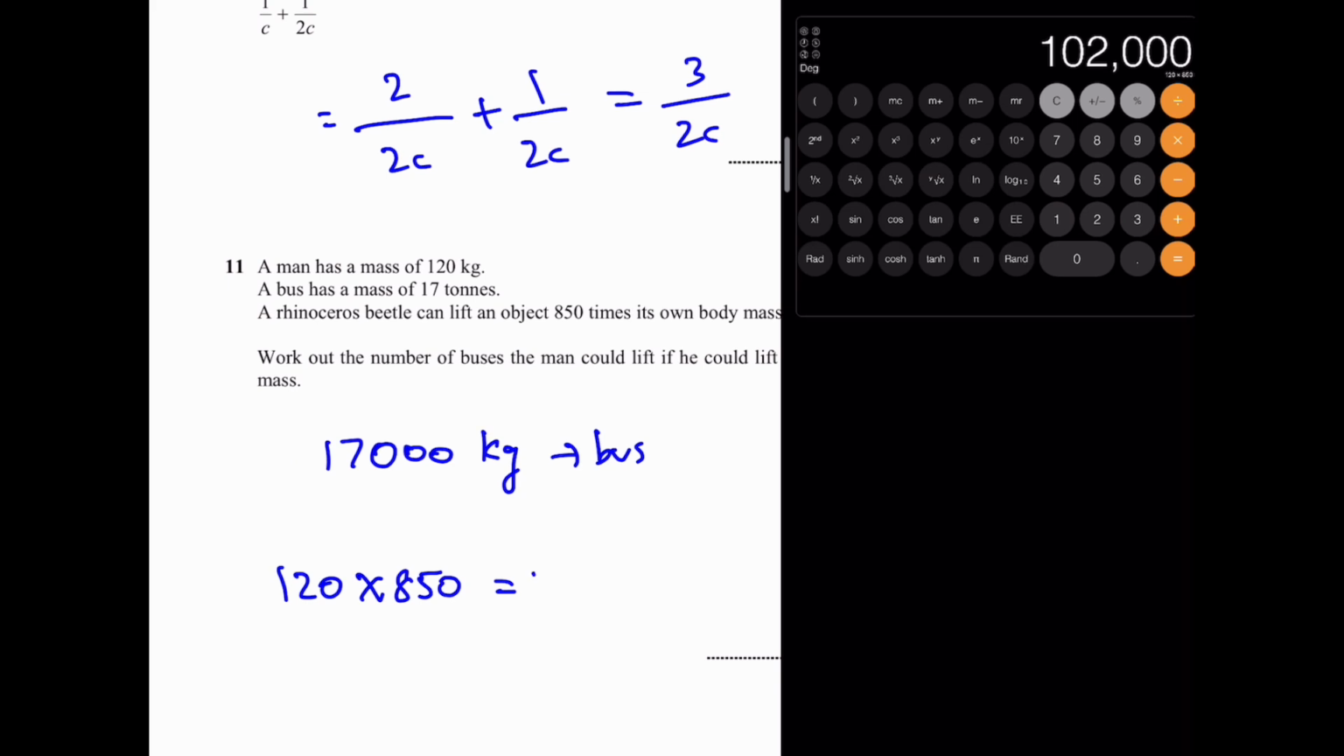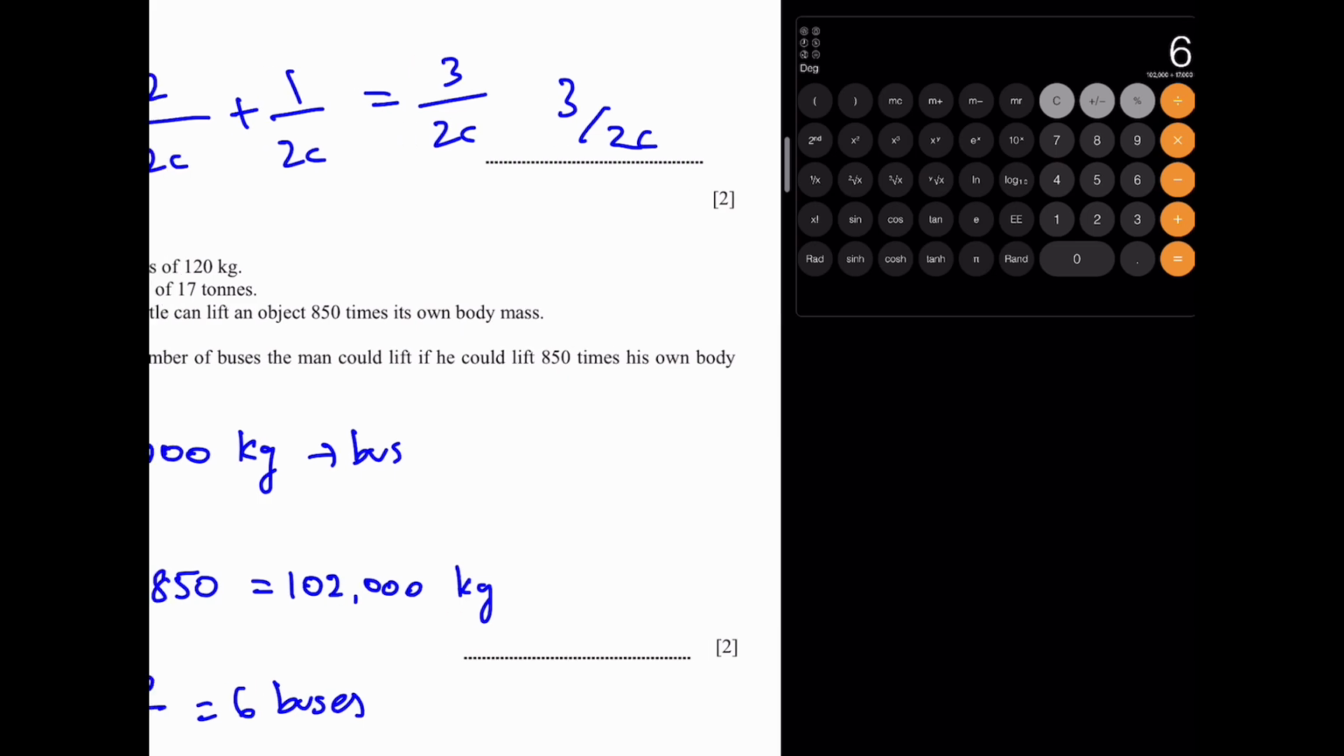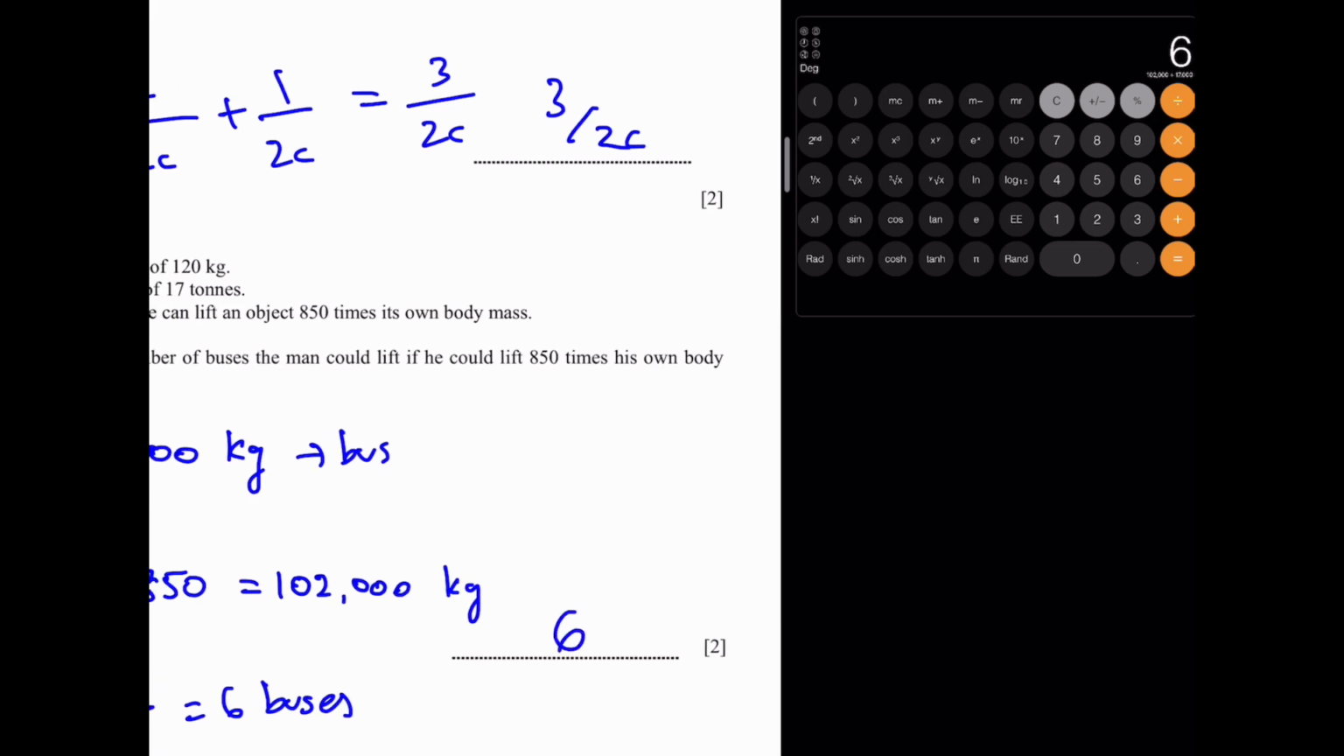That's equal to 102,000 kilograms that he can lift. And 102,000 divided by 17,000, so let's do exactly that. It's equal to 6 buses. Because one bus is 17,000 kilograms, and if the man could lift 850 times his own weight, he could lift 102,000 kilograms. And divide that by 17,000, which is the mass of the bus, 6 buses. So that's the answer.